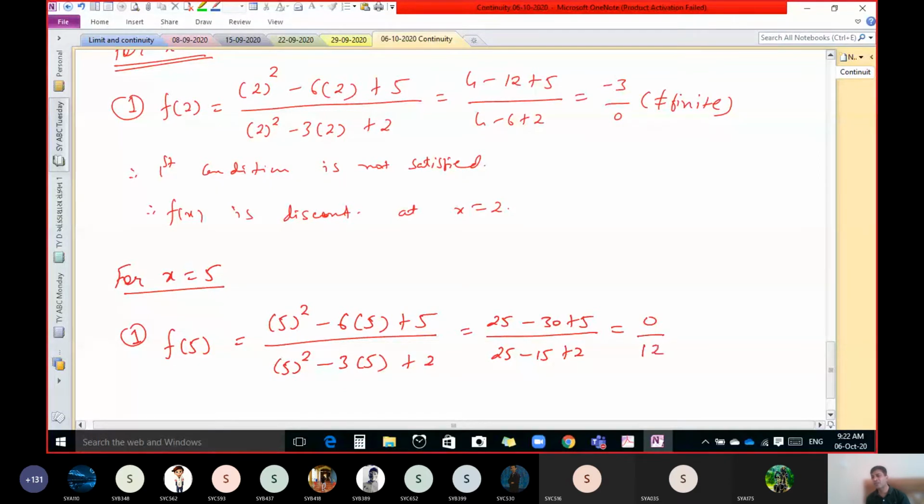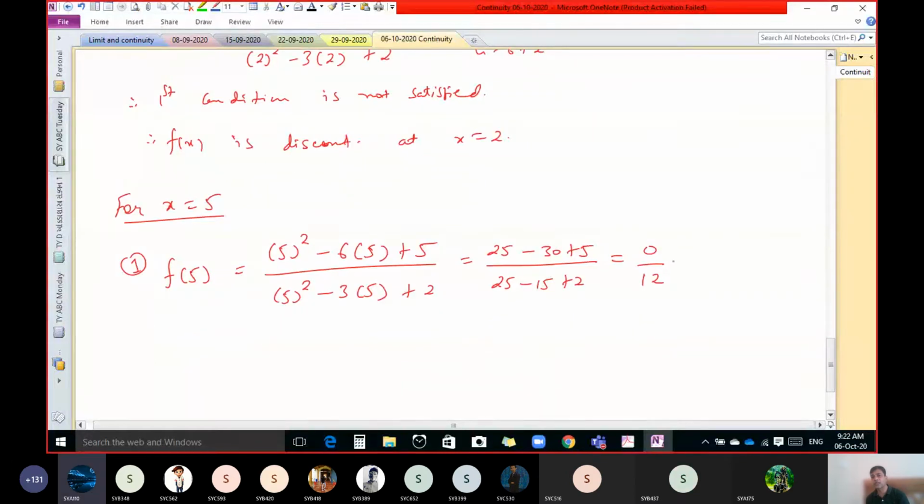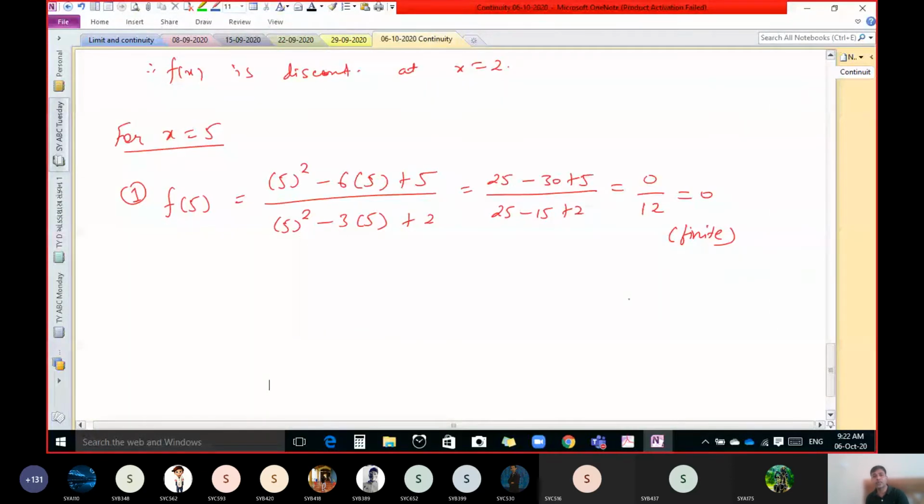What is 0 by 12? Yes, 0 by 12 is 0, and 0 is a finite value. That means the first condition is satisfied.